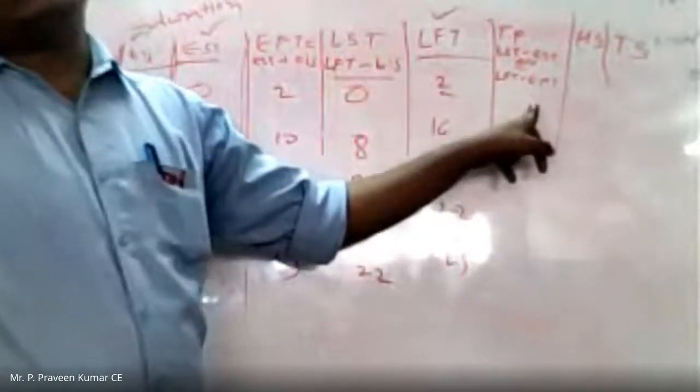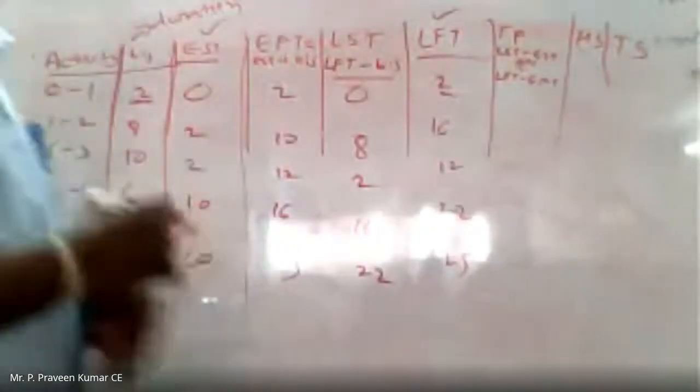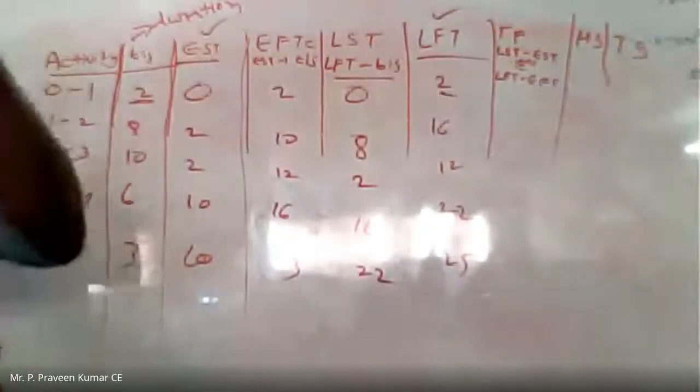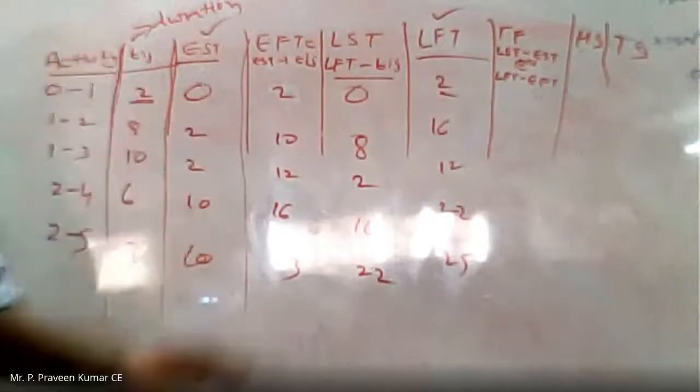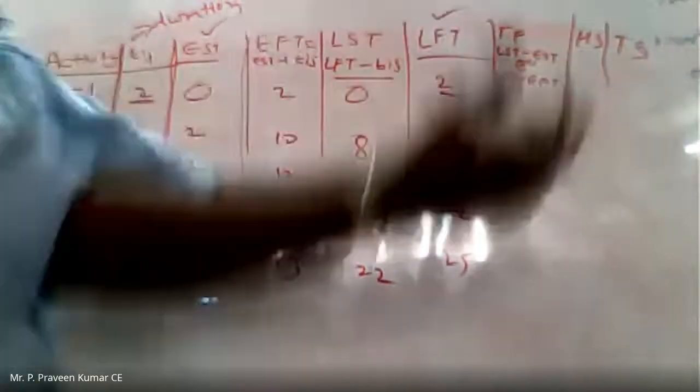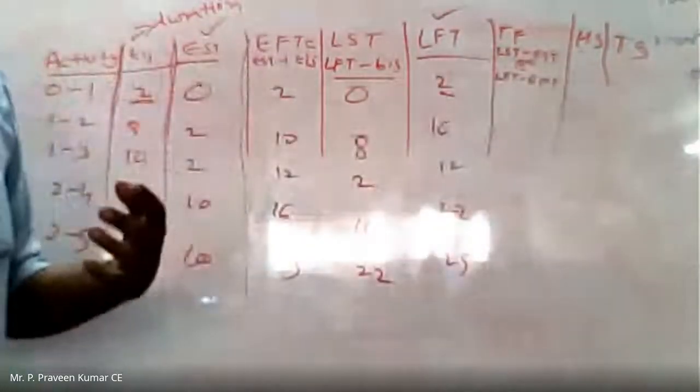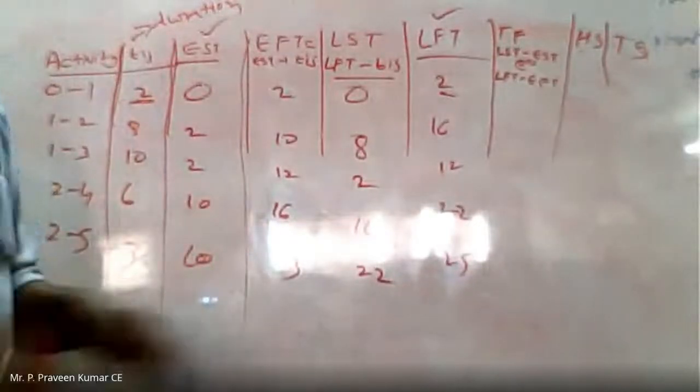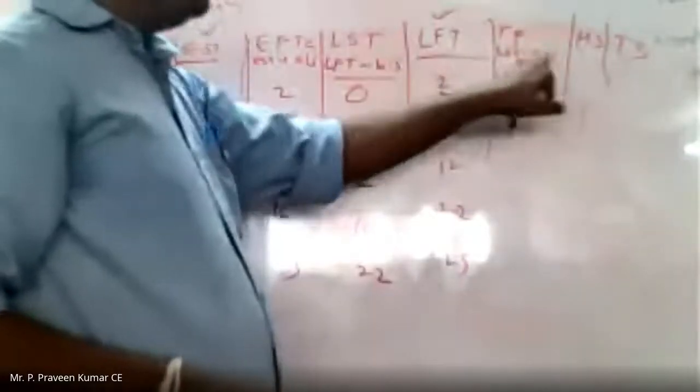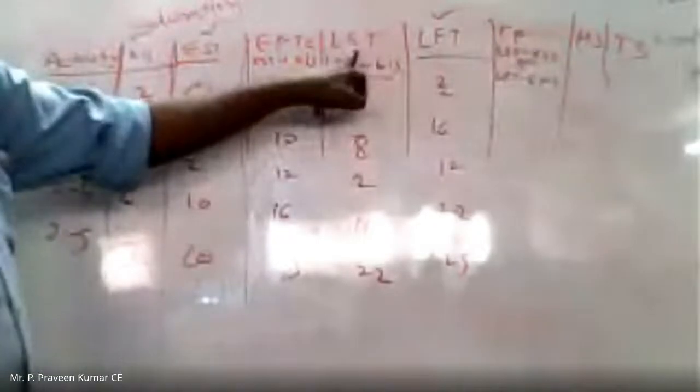Here I am taking the starting time. Sir, the same LST value minus the same value will be the same only. Okay, you can take either value. You can go forward or you can come backward also, no problem. Now coming to LST minus EST. 0 minus 0, 0.